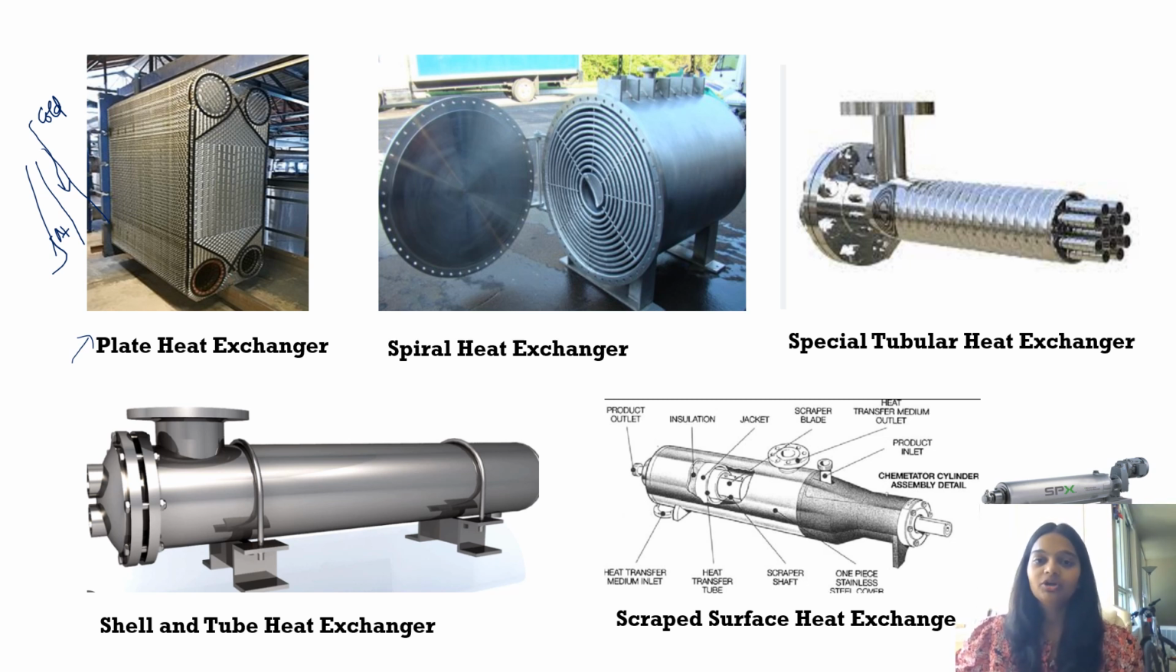Then the second one we have is the spiral heat exchanger. In the spiral heat exchanger, you have concentric shells placed, in which one hot and another cold fluid is placed. Now talking about the spiral, it is used for PVC slurries and various types of materials.